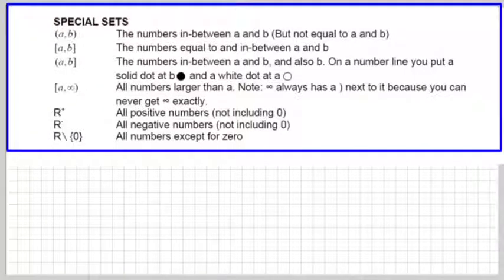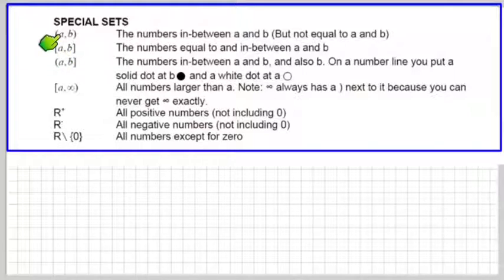Special sets. These are intervals here up the top. That is an interval, which means it's a continuum. It's not discrete countable numbers. It's a continuum of numbers between A and B, but not including A and B. This one means all of those numbers in between and including A and B. The square bracket denotes the inclusivity of A and B.